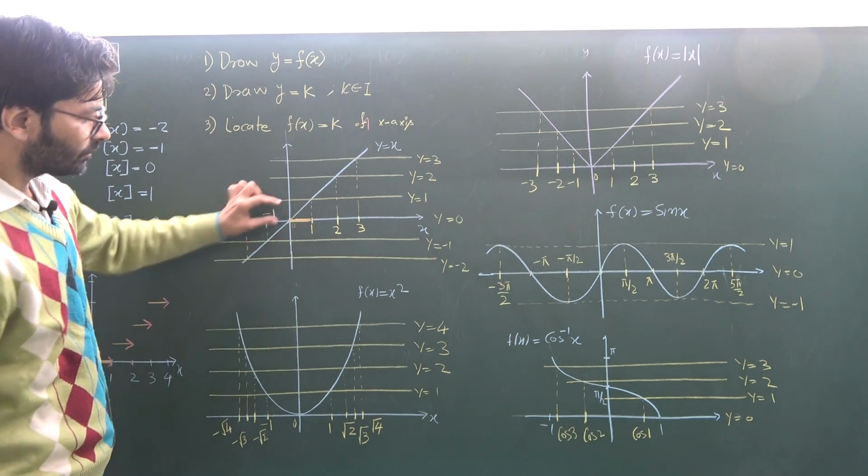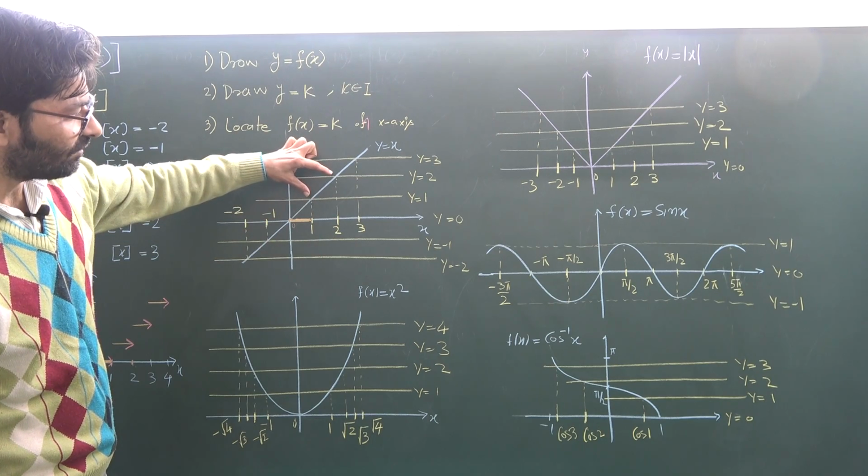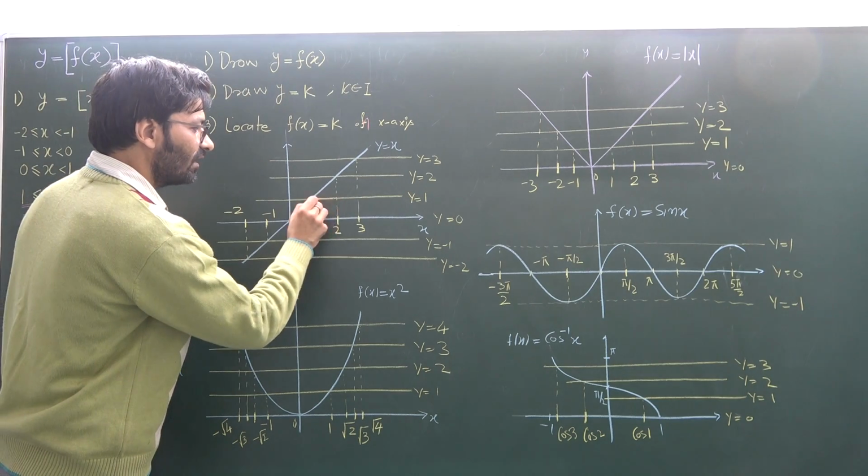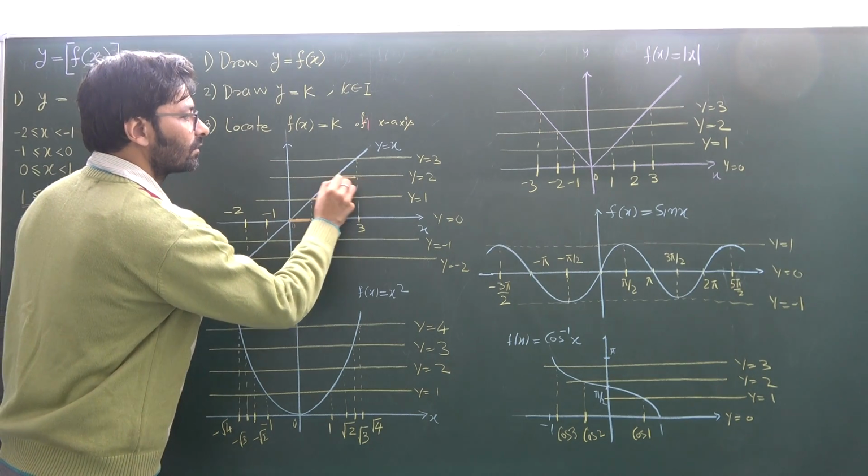Between 1 to 2, x from 1 to 2, the y coordinate fluctuates between y equals 1 and y equals 2, so the greatest integer of x would be 1, then 2.